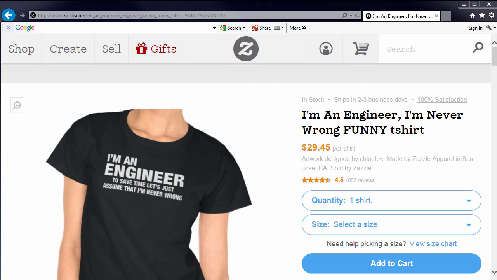Like for this design. Instead of using engineer, you might try something like, "I'm an accountant. To save time, let's assume I'm never wrong." And then maybe change the font style, the size of the fonts, the way the text is laid out. Do what you can to change it, but don't just outright copy people. It could get you into a little hot water, and it could get expensive. I'm not a lawyer, this is just a suggestion.